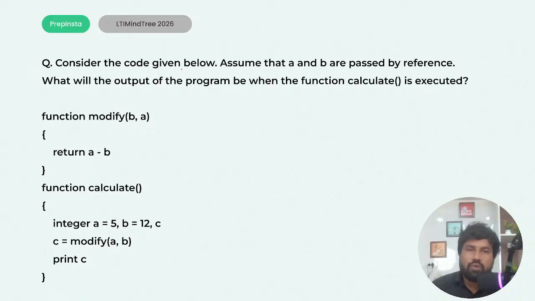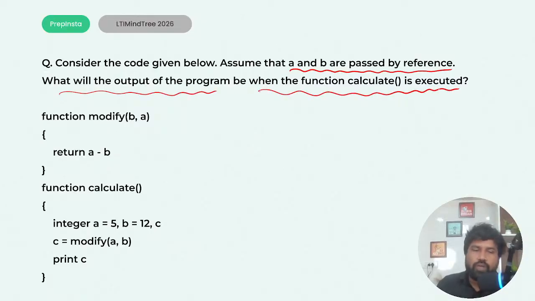Consider the code given below. Assume that A and B are passed by reference. What will be the output of the program when the function calculate is executed? So the function calculate is executed, and execution will start from here.